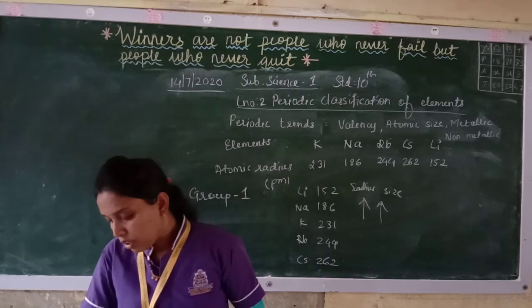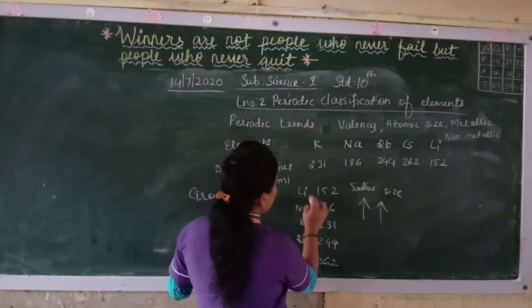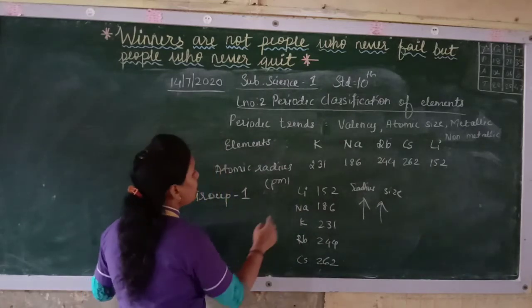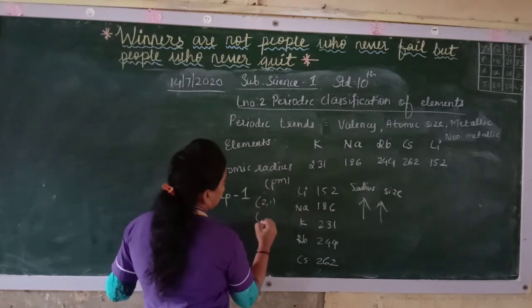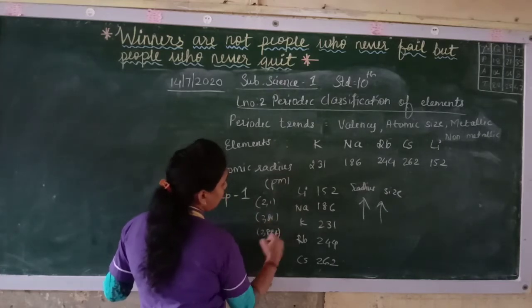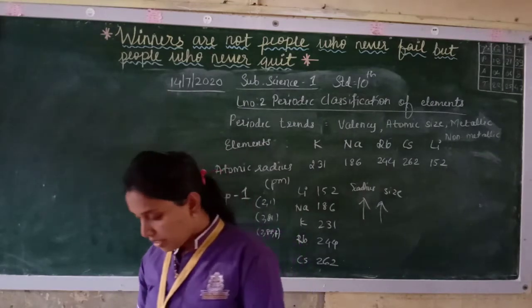This is because by going down the group, a new shell is added. Now if you see the electronic configurations we had seen, for lithium it is 2, 1, for sodium 2, 8, 1, and for potassium 2, 8, 8, 1. So see the number of shells, they are going on increasing.